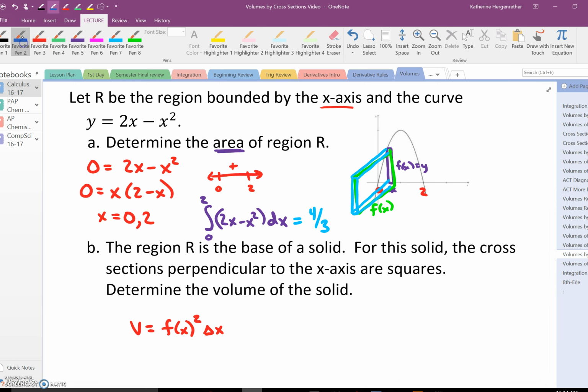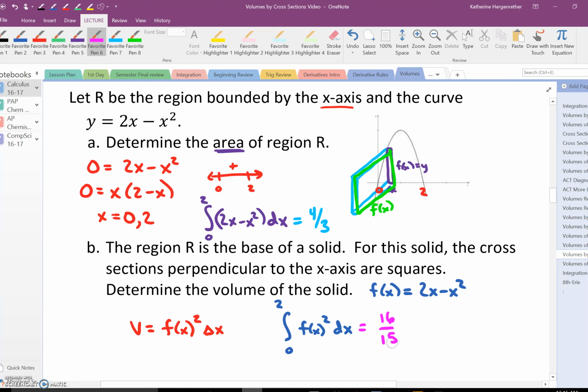So if we wanted to add a bunch of them up, so we cover from 0 all the way to 2, we go from 0 to 2, f of x squared, and delta x becomes dx. So again, I was bad and put f of x, and there is no f of x defined, so I'm going to say f of x is the 2x minus x squared. Plug that into my calculator, and I get 16/15 as an answer, or 1.067. So that'll give me my volume.